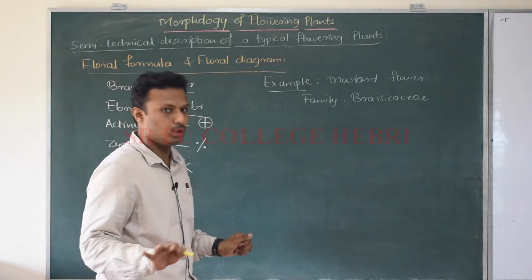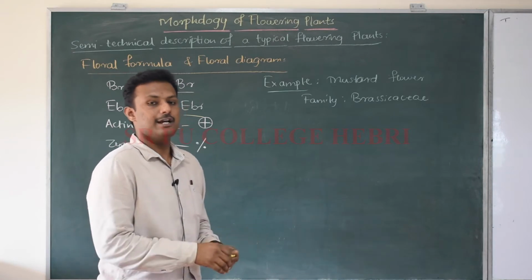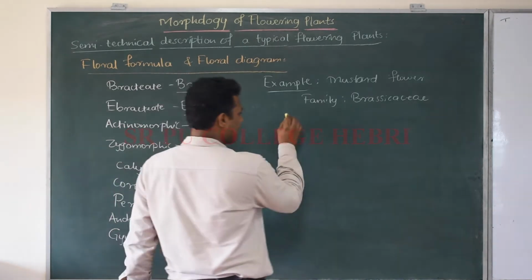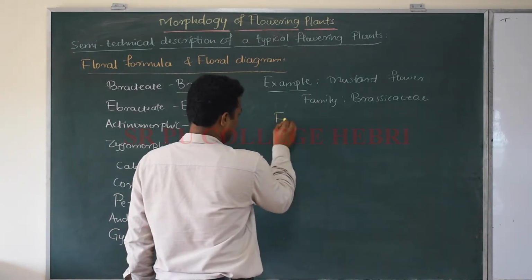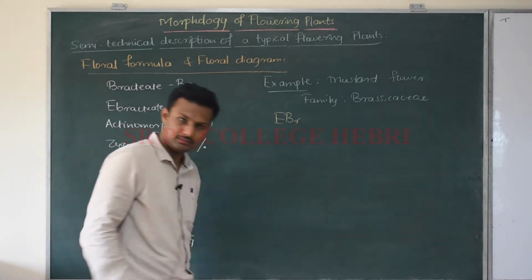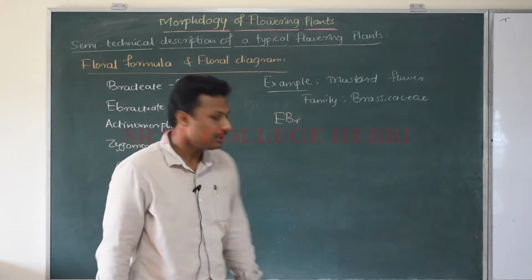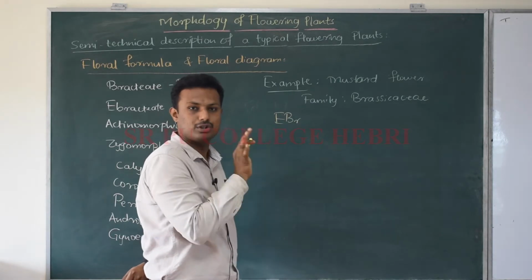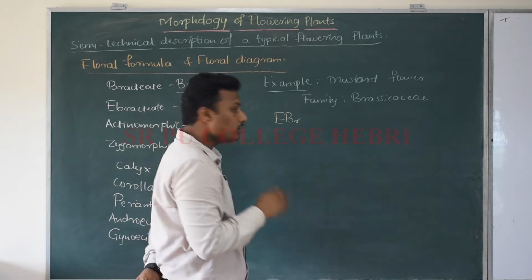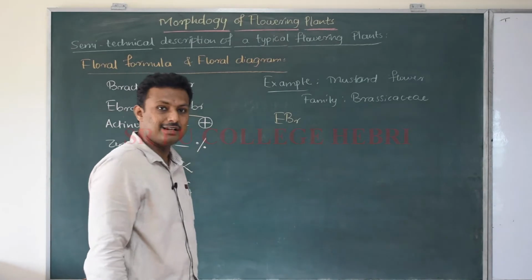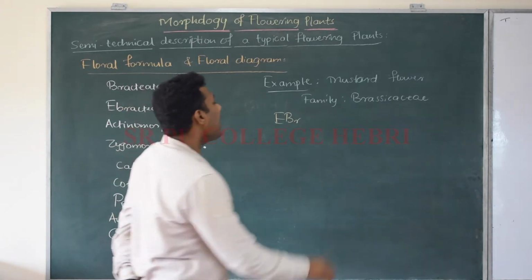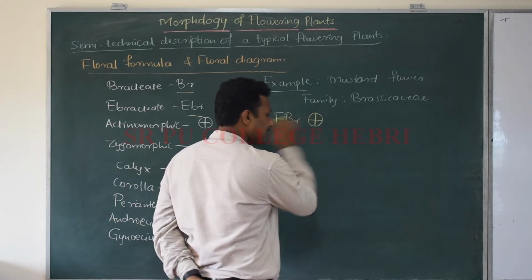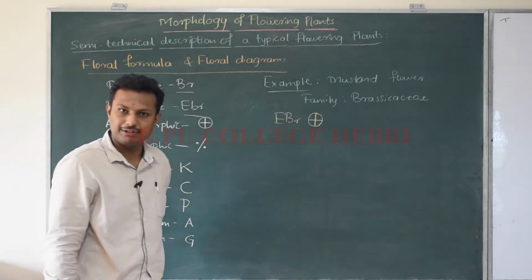Bracts are absent. You know what is a bract? At the base of the flower, a small leaf-like structure is present. That is what is called a bract. So bracts are absent. That is why I'm going to consider EBR. When the bract is absent, either you can write it like this, or you need not write. You need not at all mention bract. Okay, the next thing that we are going to consider here is the symmetry of the flower. The flower here is actinomorphic, that is why I am going to write it like this, right?